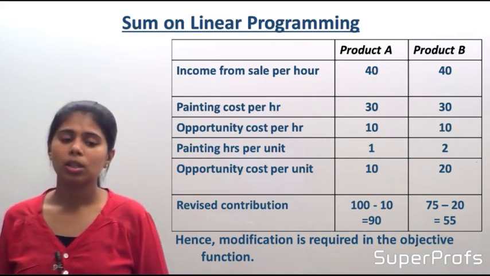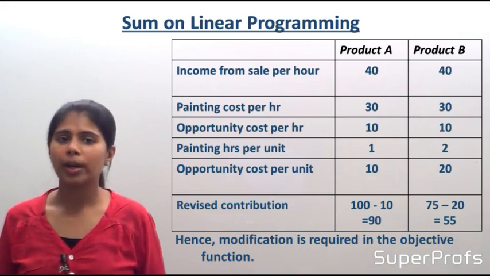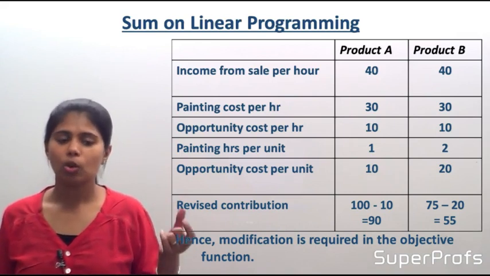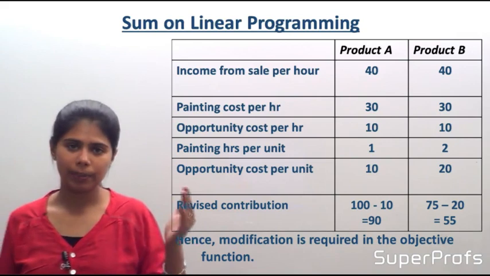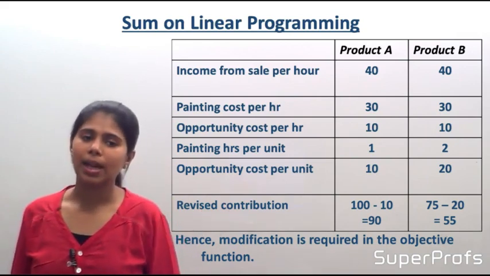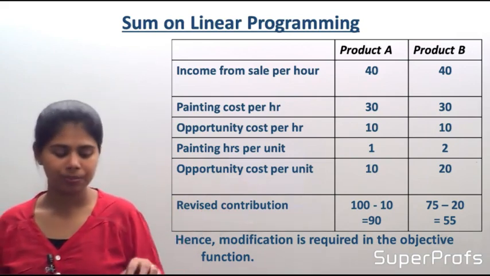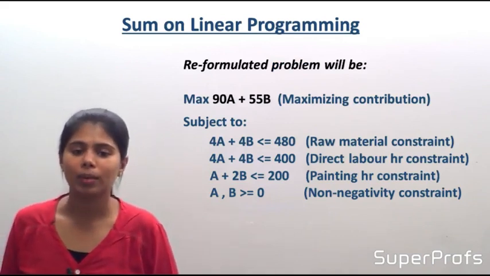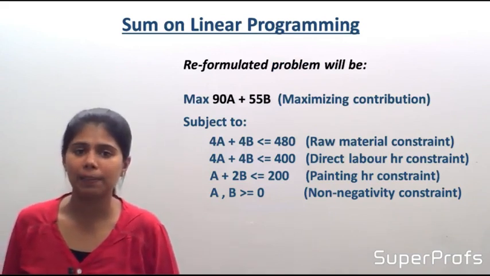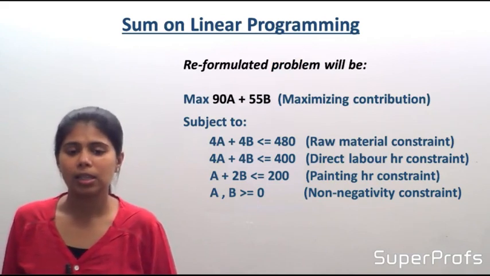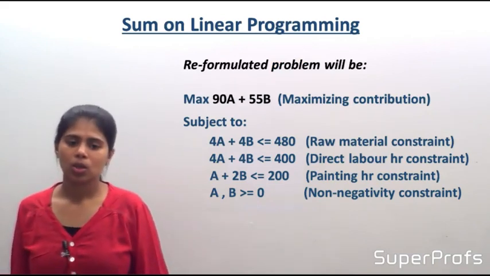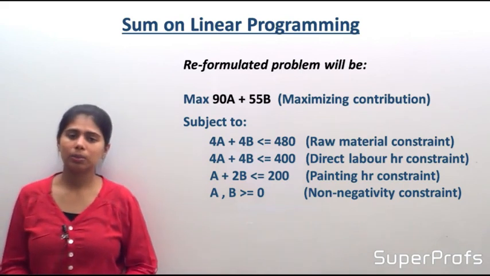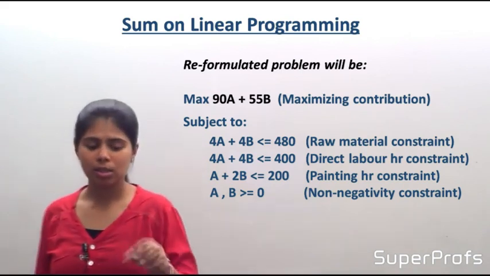And therefore, the modification that is required on the objective function, so objective function instead of 100A plus 75B, it will be 90A plus 55B. So that is the reformulated problem. So maximization of 90A plus 55B, and the constraints remain the same. So with that we come to the end of this question.